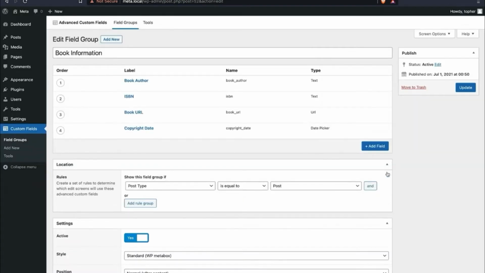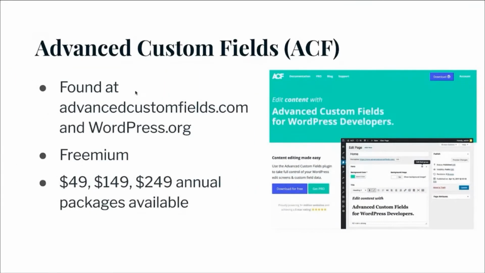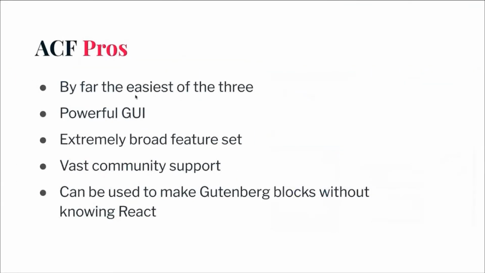If you click to go to edit field group, it takes you right back here. So that's all there is to making advanced custom fields. It's really powerful. So let's look at some pros and cons. It is by far the easiest of the three. There's no code to figure out. There's no docs to look up. You just pick and choose. It's a very powerful GUI.